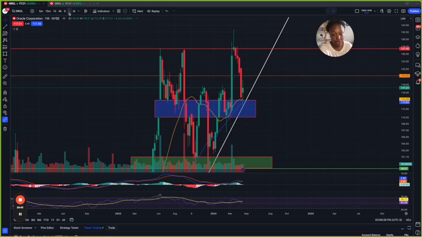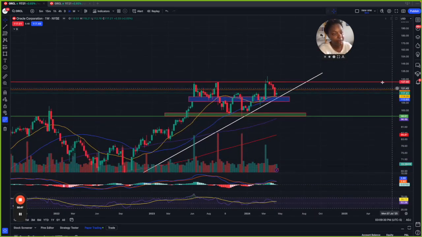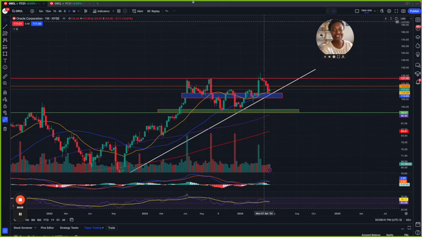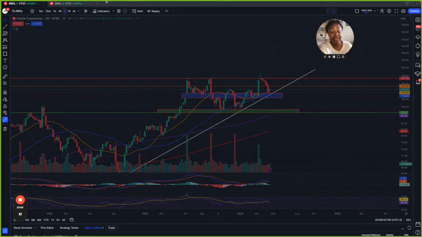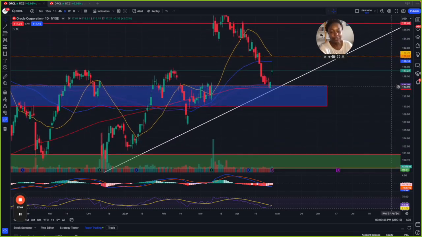Now, to me, this is a beautiful setup for a swing trade. If you know, you know, I'm a swinger. Keep it cute. I'm a swing trader. Keep it cute. If you know, you know. But I do see some great day trade setups here as well. And we pretty much talked about those, right?